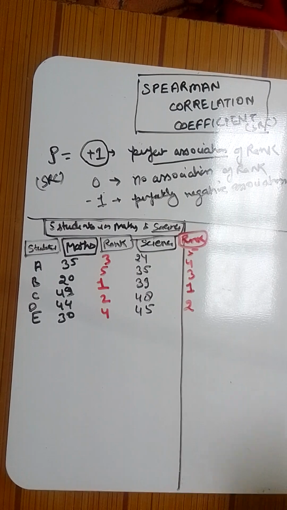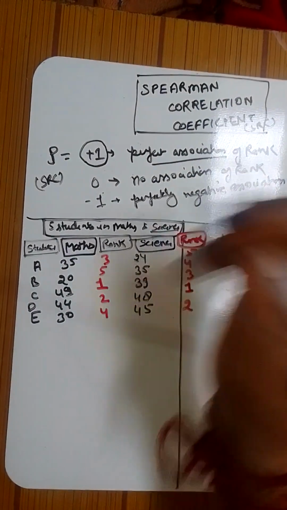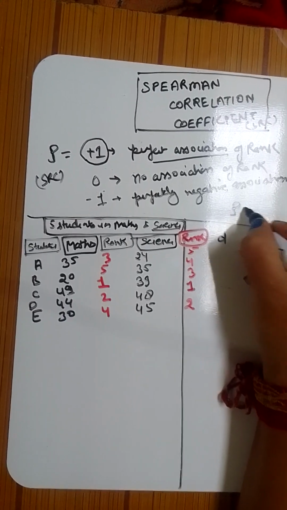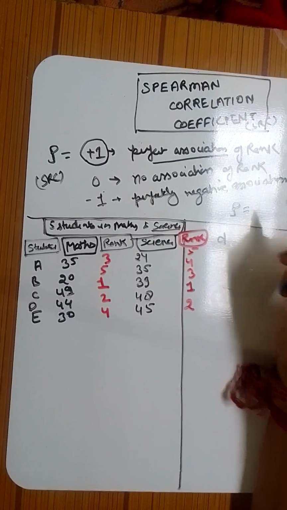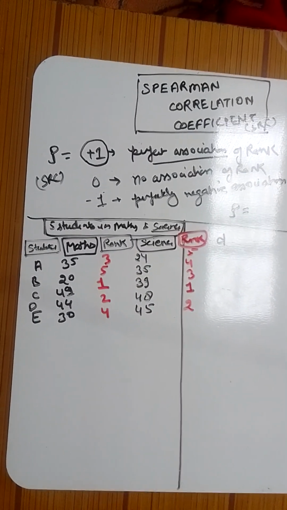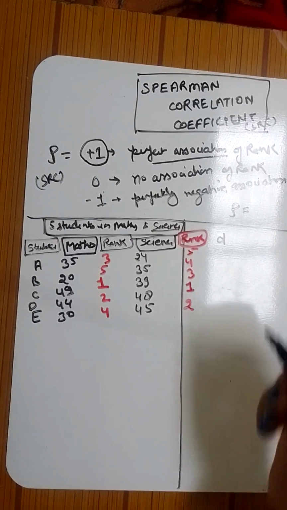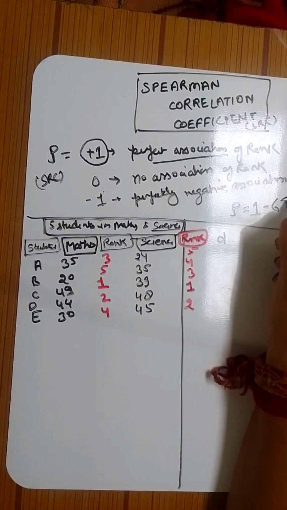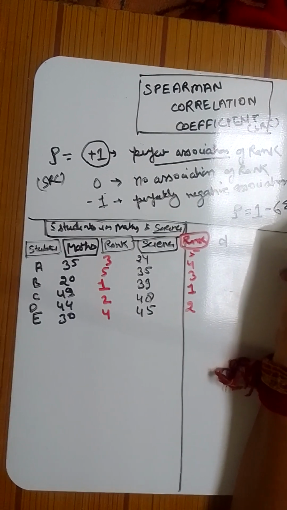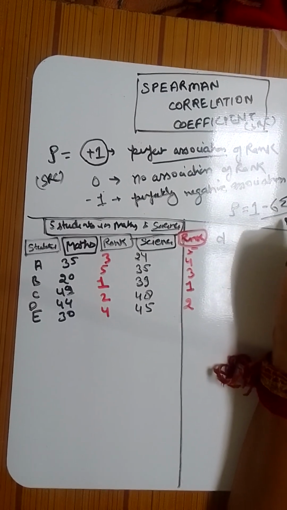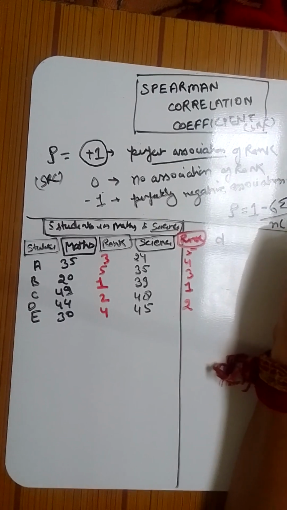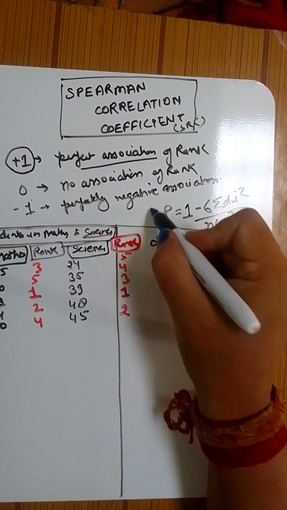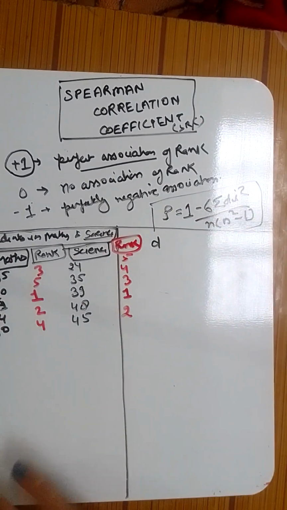Now we'll understand what is d. As you all know, the formula of Spearman correlation, which I taught you before erasing this topic, is 1 minus 6 summation of d i square upon n times n square minus 1. This was the formula. Fine. The Spearman correlation coefficient formula is this.